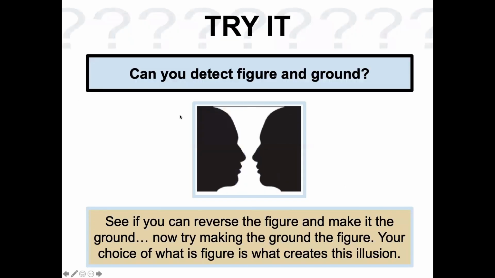So can you detect figure and ground? See if you can actually reverse the figure and make it ground. Now, vice versa. So it's your choice. Like, I can look at it and I can see the vase and I can see the faces. And it's just interesting, right? Like, our brain is sort of perceiving different things depending on where we're putting our focus.